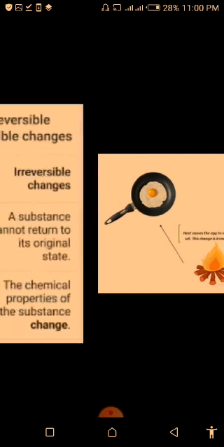But when you burn the wood, or when you burn the paper, or when you fry the egg or boil the egg, it will totally change. You can't get its previous state. So this is called chemical change or irreversible change.